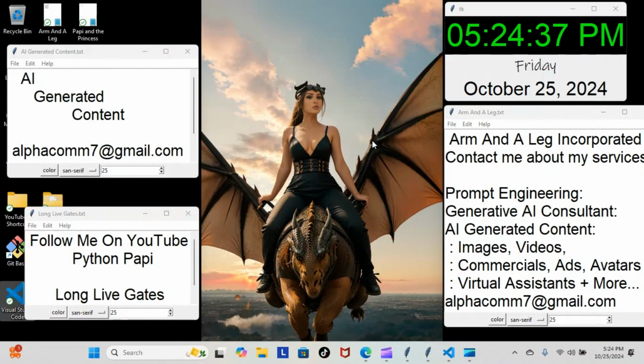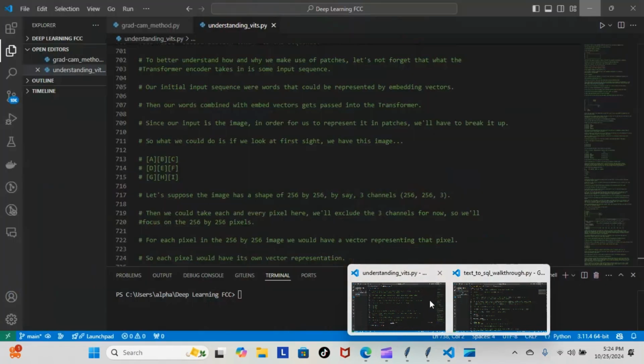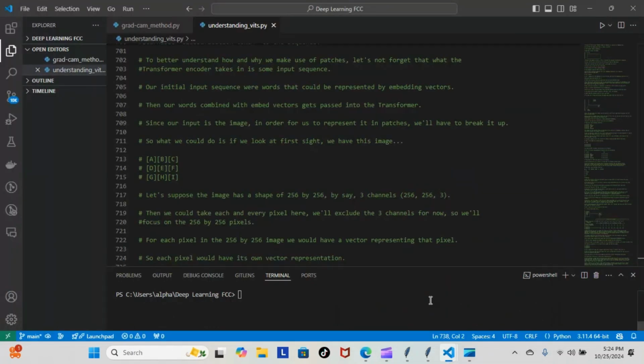All right, on today's episode of Python Papi, we're back inside our TensorFlow course, and we're still going over our Visual Transformer, or ViT, module. Let's have a look at what we went over today. Now, we still haven't gotten around to writing any code yet. We're still just taking notes, so we're going to pick up with some light reading and leave it at that.